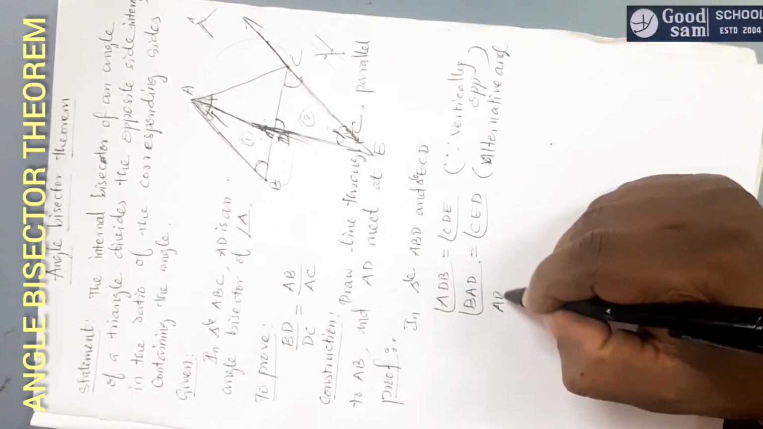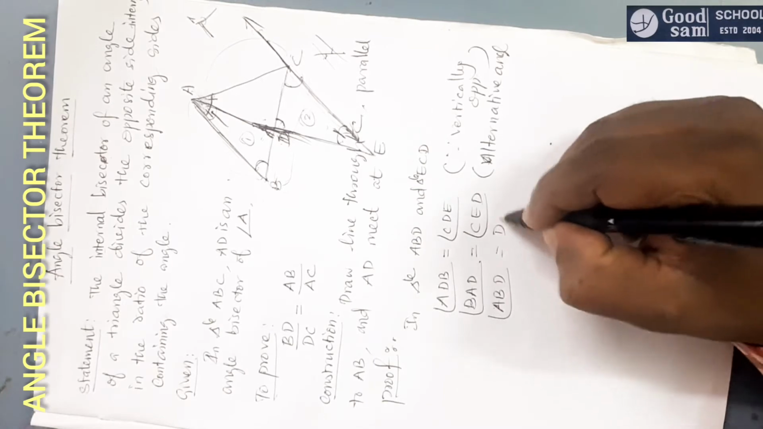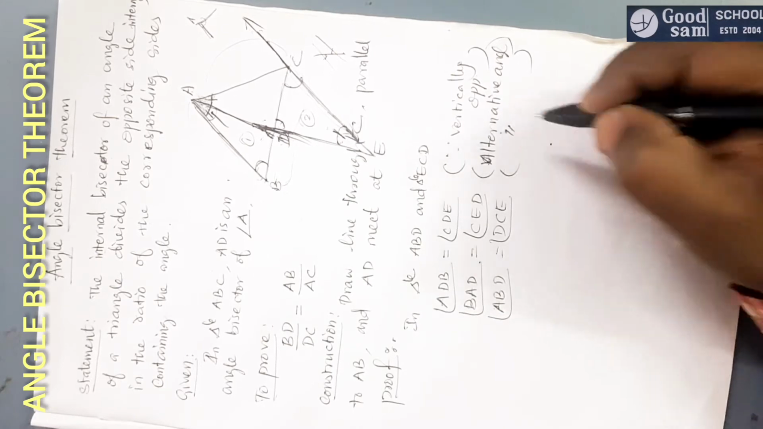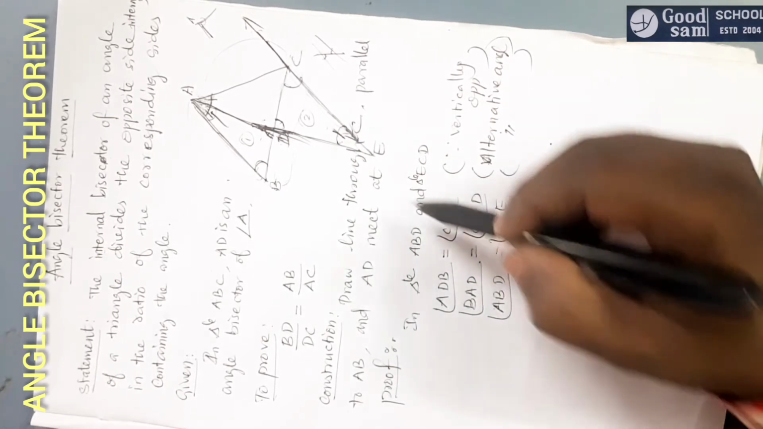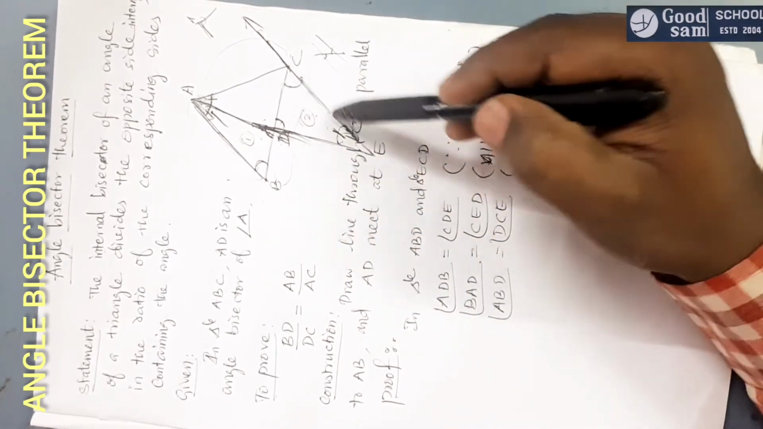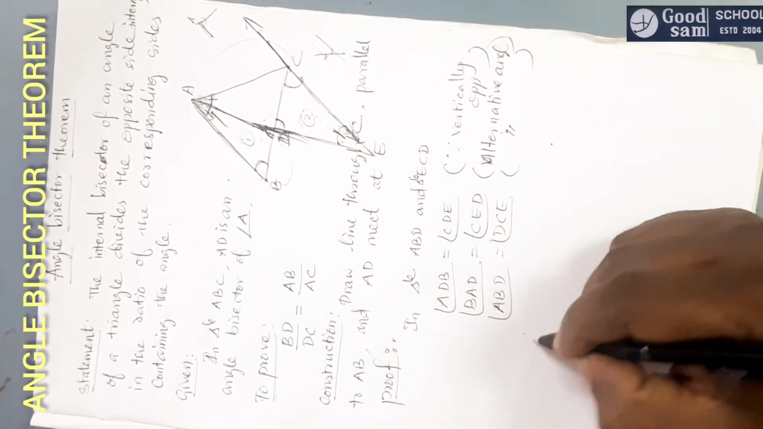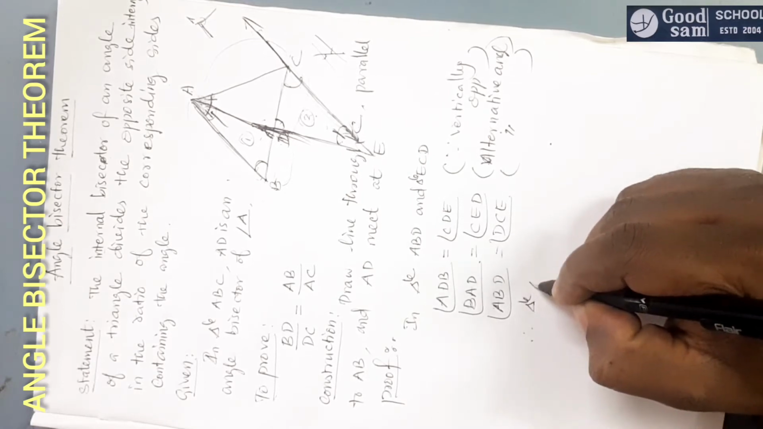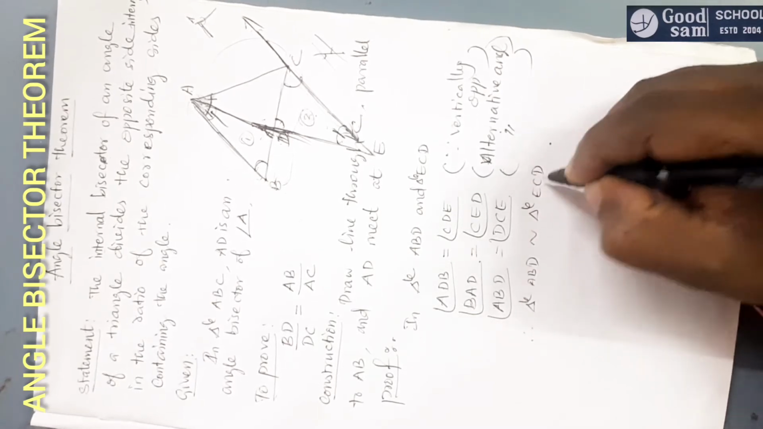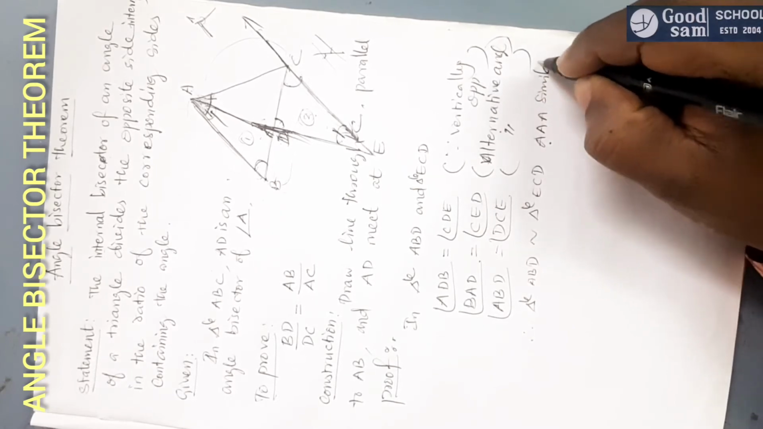So ABD and DCE are alternate angles. You can write it fully, but I am writing simply. Now in both of the triangles, triangle ABD and ECD, all the angles are the same. So these two triangles are similar triangles. Therefore triangle ABD is similar to triangle ECD by AAA similarity.